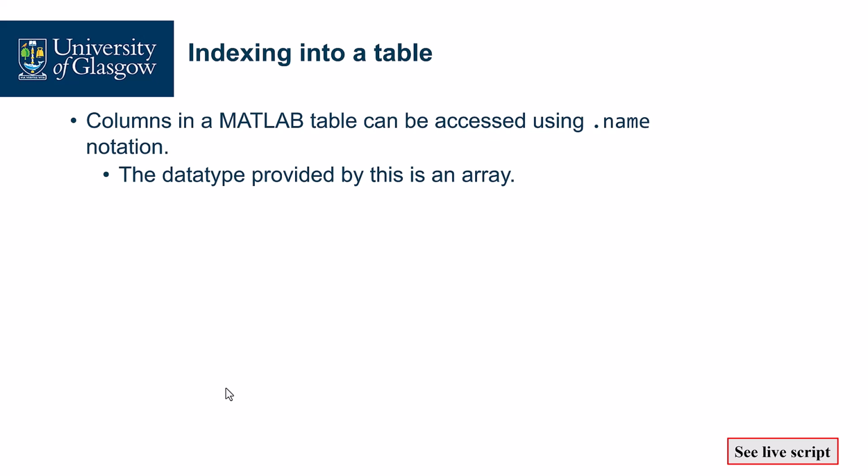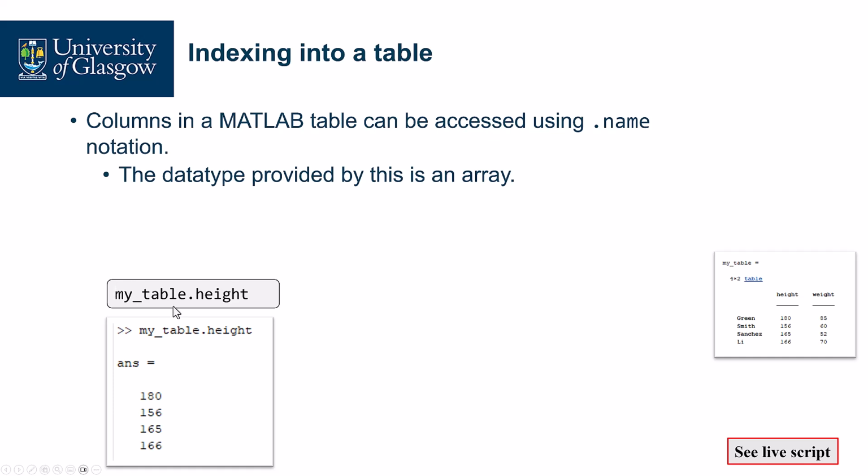So if we want to index a column, this is quite straightforward. We just use dot name to index that column. The return data type is an array. Let's see an example. This is my table. Now I want to index the height column. What can I do? My table dot height. So the return is this answer.